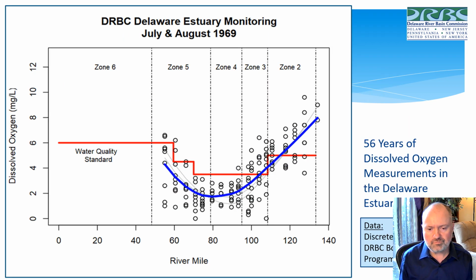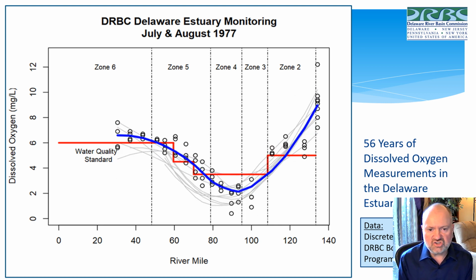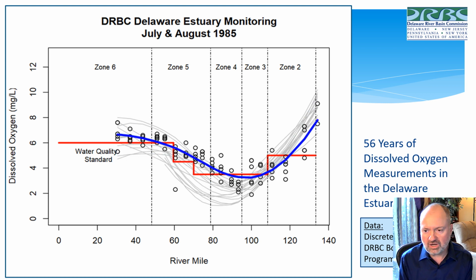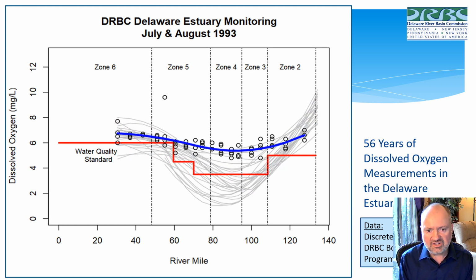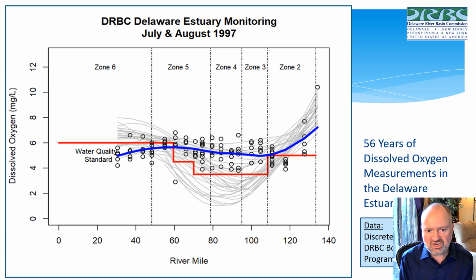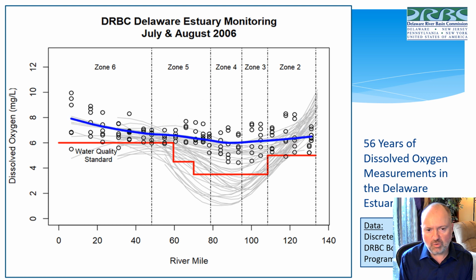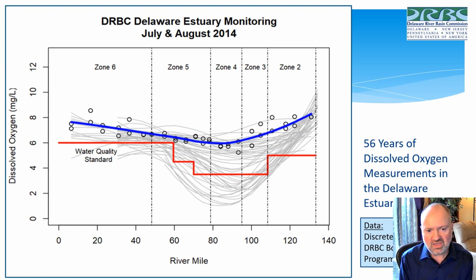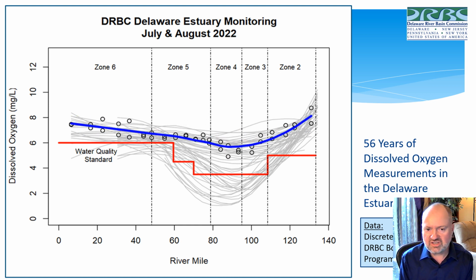This is a plot of dissolved oxygen data that we've collected by our boat run monitoring program. That's a program that's about 56 years old. And each of the points that you see here is a DO measurement. The blue line is a LOWESS smooth that indicates the structure of that data. And the red line is our criteria.